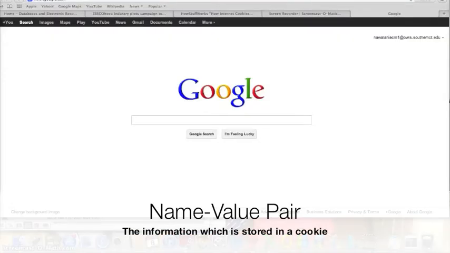A persistent cookie is pretty much the opposite of a session cookie. It's more of a long-term cookie, you could say. It gets saved onto your hard drive. It does have an expiration date, but it's saved there until the expiration date comes or if you decide to delete it. And it does collect information about the user to remember. The information that is stored in a cookie is called a name-value pair.